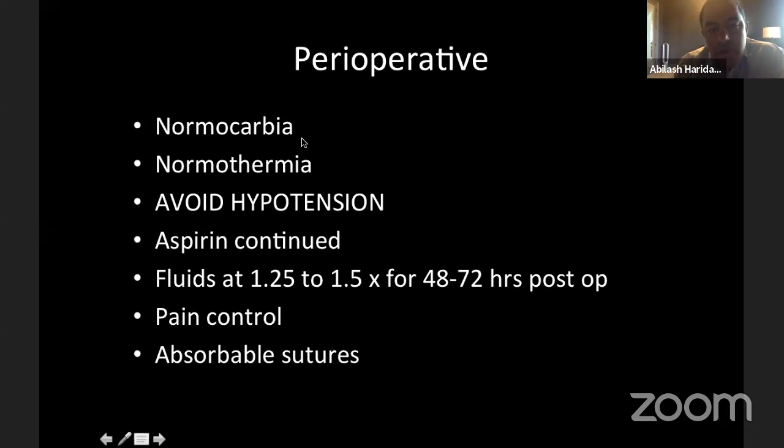So before surgery, you should have very clear conversations with your anesthesiologist. I maintain normal carbia, normal thermia. At all costs, you want to avoid hypotension. That is a bad situation. And of course, controlling your blood loss. So these are not very bloody cases, but with bad technique, you can lose a lot of blood.